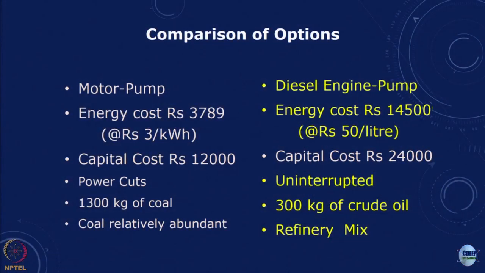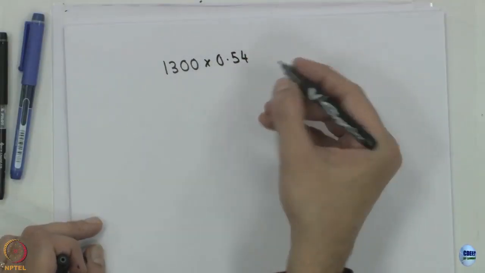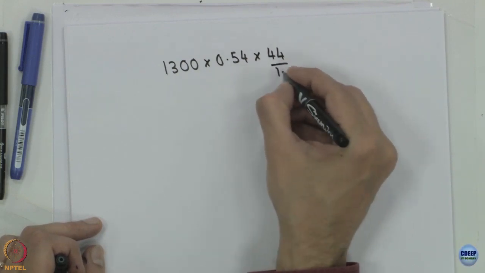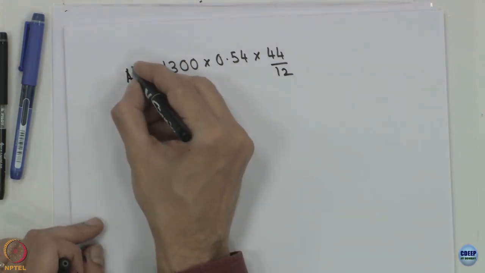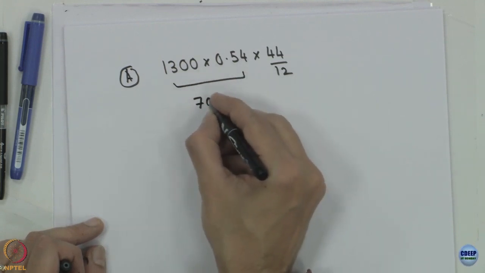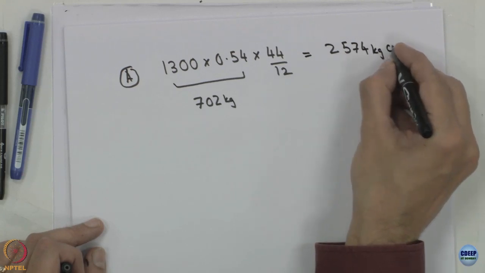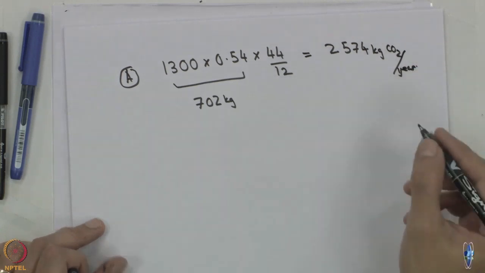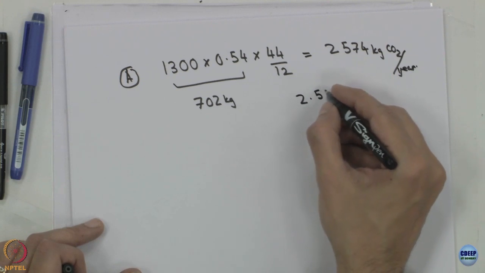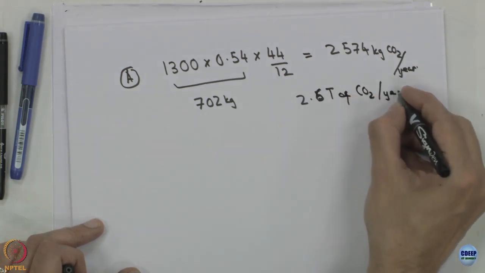The one last thing that we would like to see on this example is, what about the CO2? Suppose we are using 1300 kgs of coal, we can take this as, let's say, 54% carbon into 44 by 12. This will give us annually the total amount of CO2 in option A. These are simple calculations which we should be able to do. This number comes to 702 kgs of carbon, multiplied by 44 by 12, which will be 2574 kgs of CO2 per year. That means one agricultural pump has 2.57, or 2.6 tons of CO2 per year as emission.